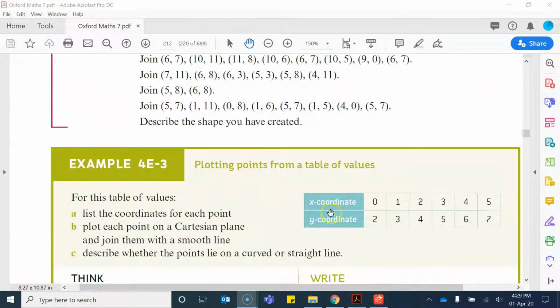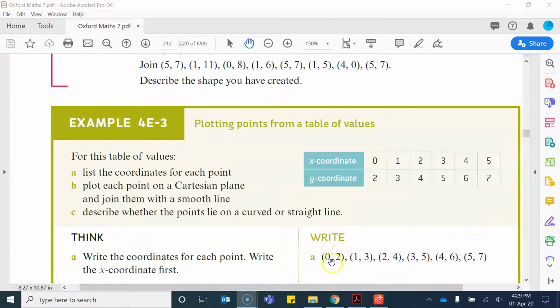Example 4E3 gives us a table of values. So this is a different way to describe the position of a point on a graph. You can see the first row shows us the x coordinates and the second row shows us the y coordinates. So part A asks us to list the coordinates for each of these points. If we have a look at this first column, we can see our x coordinate is 0 and our y coordinate is 2. Therefore, if I was to write this as a set of coordinates, this would be 0, 2. And you can see here they've got 0, 2.